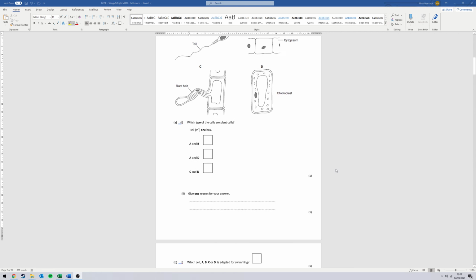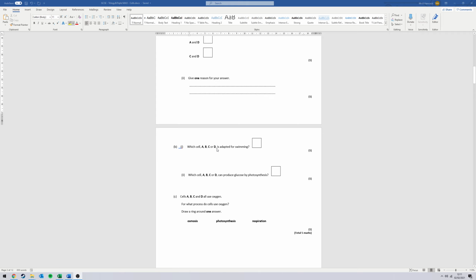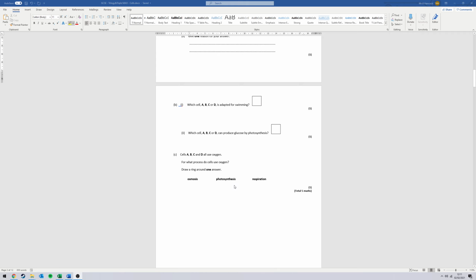Part B. Now if you look at A, B, C and D, which cell, A, B, C or D, is adapted for swimming? Part B, II. Which cell, A, B, C or D, can produce glucose by photosynthesis? Part C. Cells A, B, C and D all use oxygen. For what process do cells use oxygen? Draw a ring around one answer. Is it osmosis, photosynthesis, or respiration?